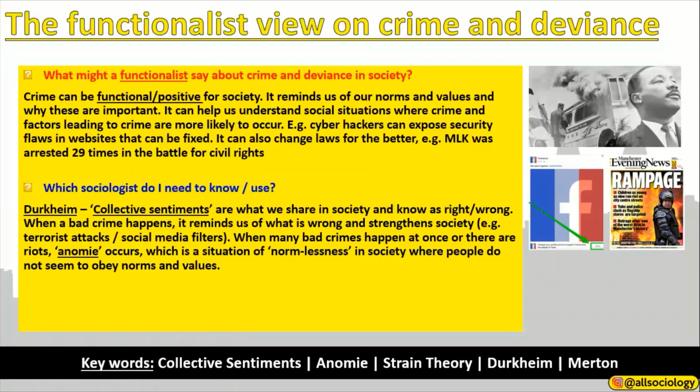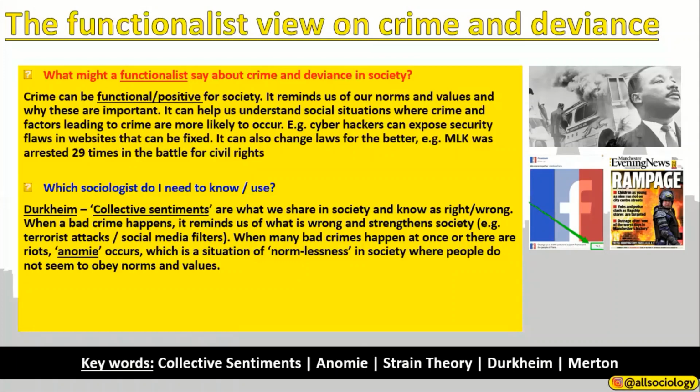What sociologists do I need to know and use? I've already mentioned Durkheim and his boundary maintenance, but Durkheim, you've got to include him. He is the main guy when it comes to functionalism, and most of the functionalist ideas stem from what Durkheim said. So Durkheim's got this idea of collective sentiments.